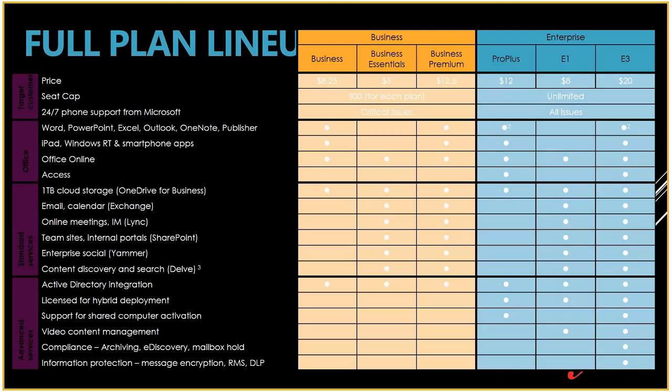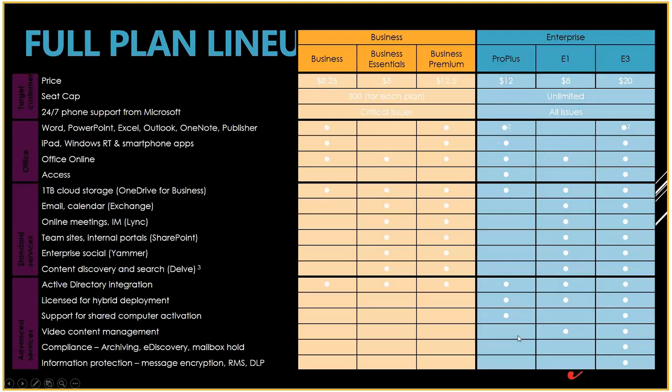Now, almost all of these products can also be purchased individually, meaning that if all you want is Exchange, and we'll talk about that specifically, or all you want is Skype for Business, or all you want is the OneDrive for Business, whatever, you can purchase those licenses individually. And you'll notice that over on the E side, we have these dots down here.